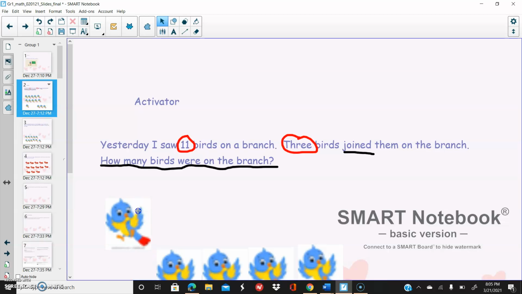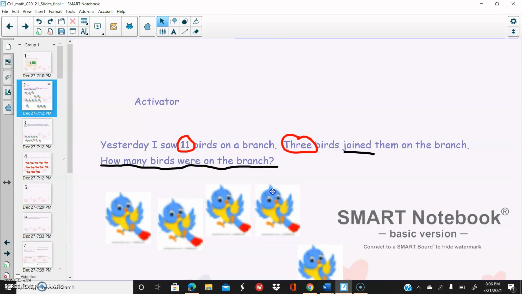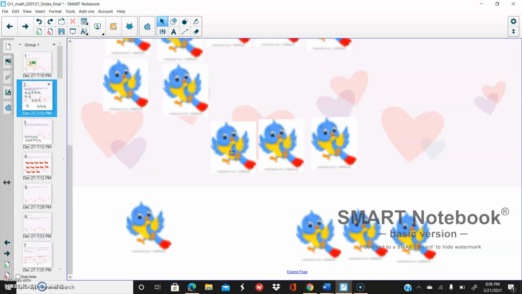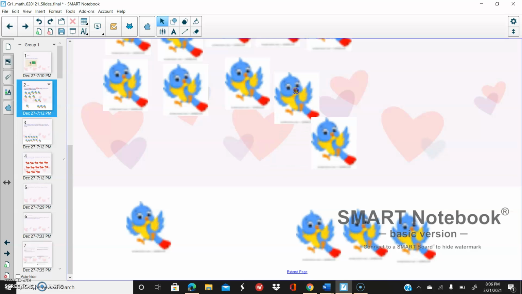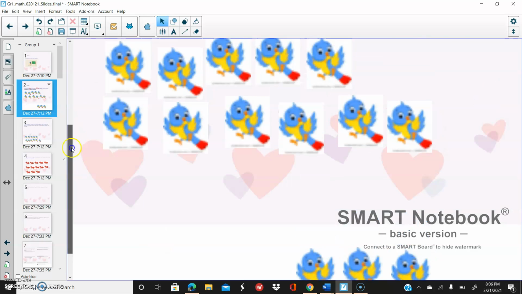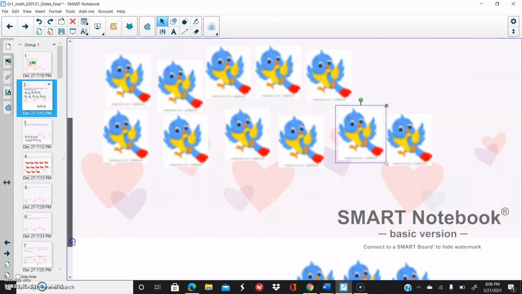11. Let's count. 1, 2, 3, 4, 5, 6, 7, 8, 9, 10, 11. Here are my 11 birds on the branch. Then 3 birds join them on the branch. So now I'm putting on my 3 birds to join my 11 birds.